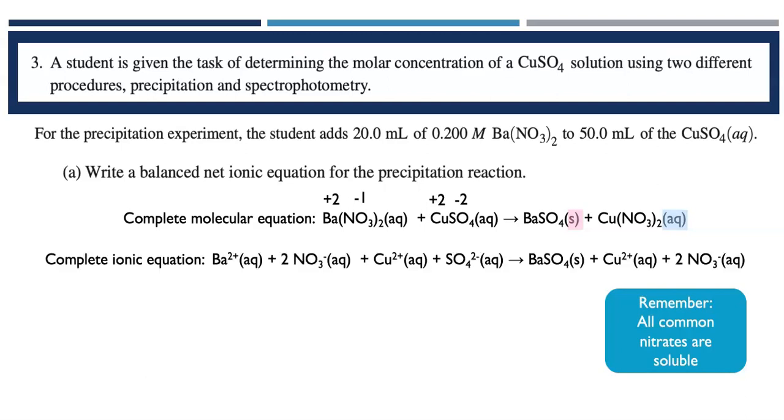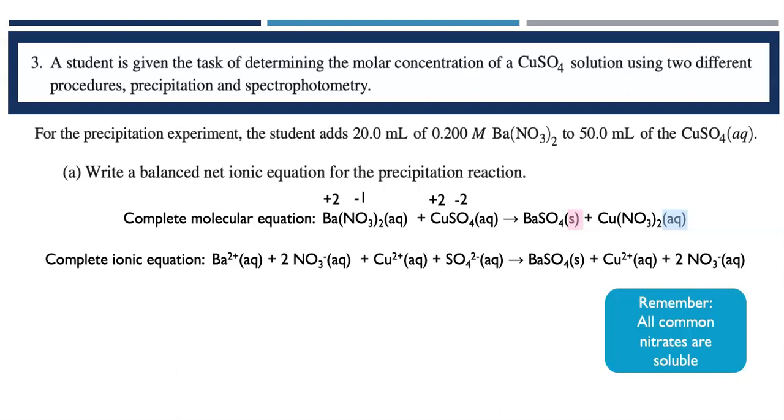So let's show that. I'm going to make barium ions and 2 nitrate ions. I'm going to make a copper ion, sulfate ion. Barium sulfate stays together, and on the product side I have copper ions and again 2 nitrate ions. So we have to pay attention to the subscripts, write them as coefficients, make sure everything's balanced in terms of charge and mass. At this point, we can start thinking about spectator ions. The whole point of a net ionic equation is it only shows the ions that are actually reacting.